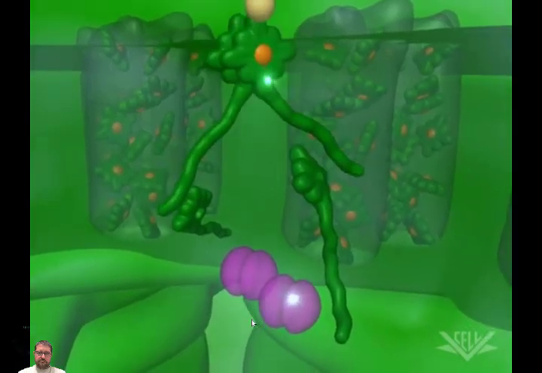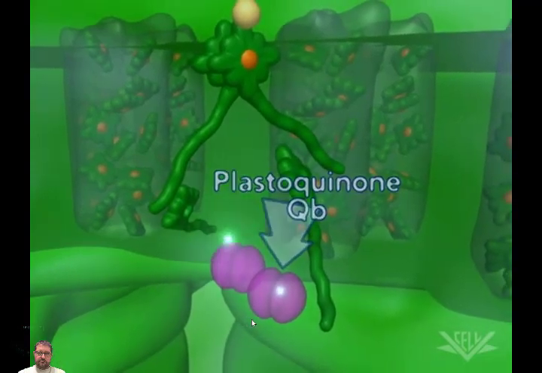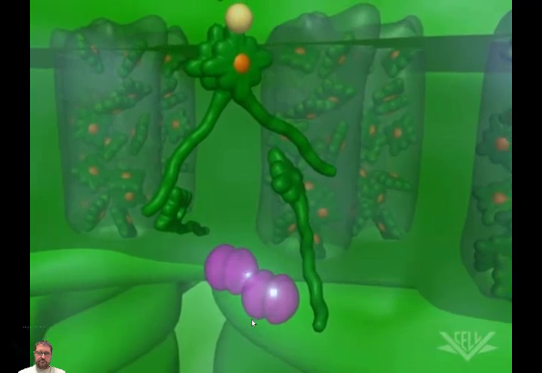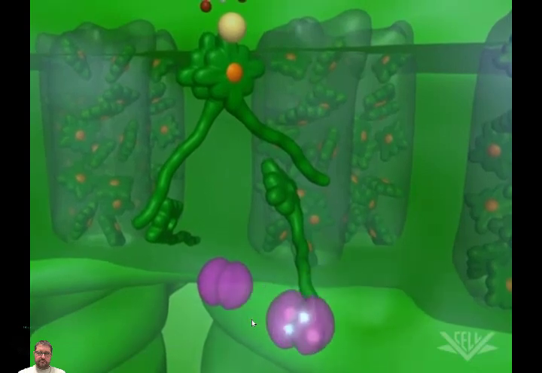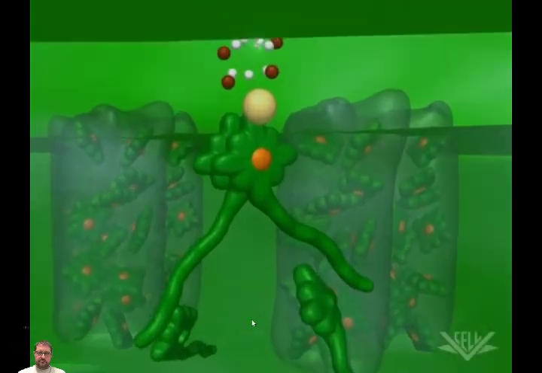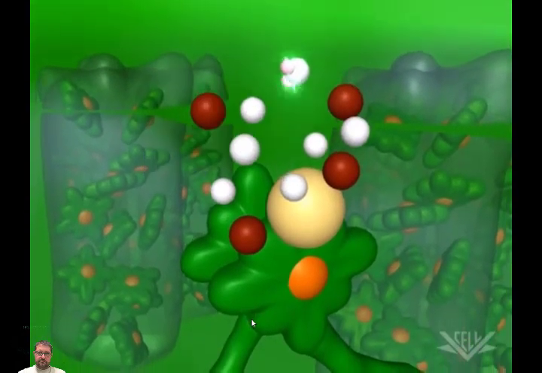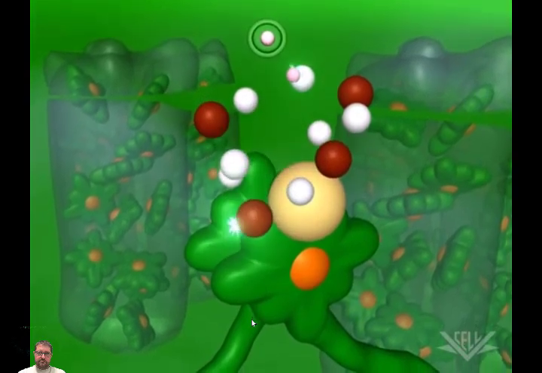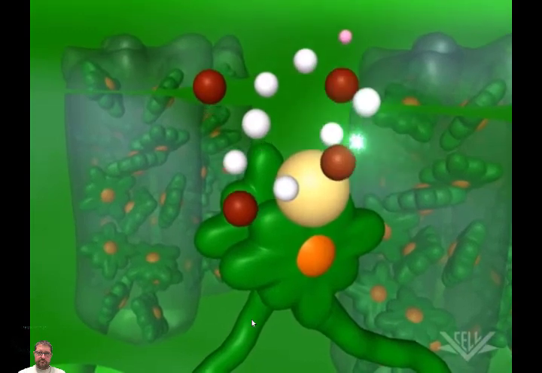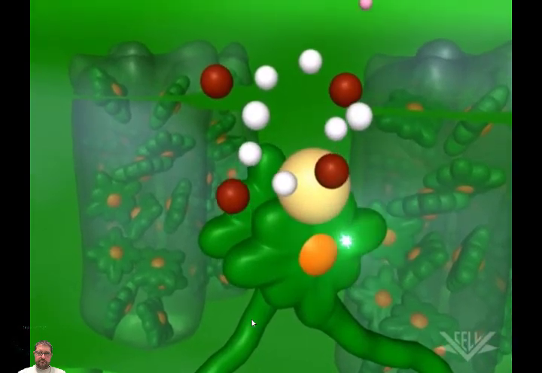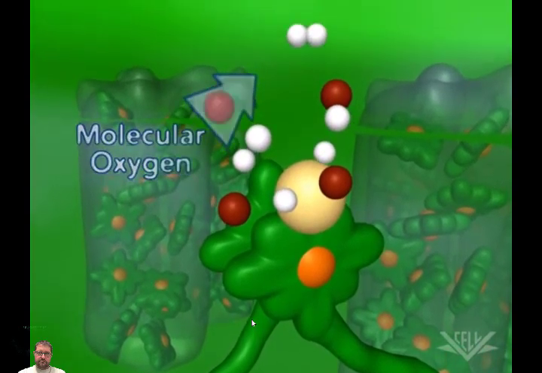Once excited, 2 electrons are transferred to plastoquinone QB, the first mobile carrier. In addition to the 2 electrons, QB also picks up 2 protons from the stroma. The 2 electrons lost from photosystem II are replaced by the splitting of water molecules. Water splitting also releases hydrogen ions into the lumen. This contributes to a hydrogen ion gradient similar to the one created by mitochondrial electron transport. After 2 water molecules have been split, 1 molecule of molecular oxygen is created.